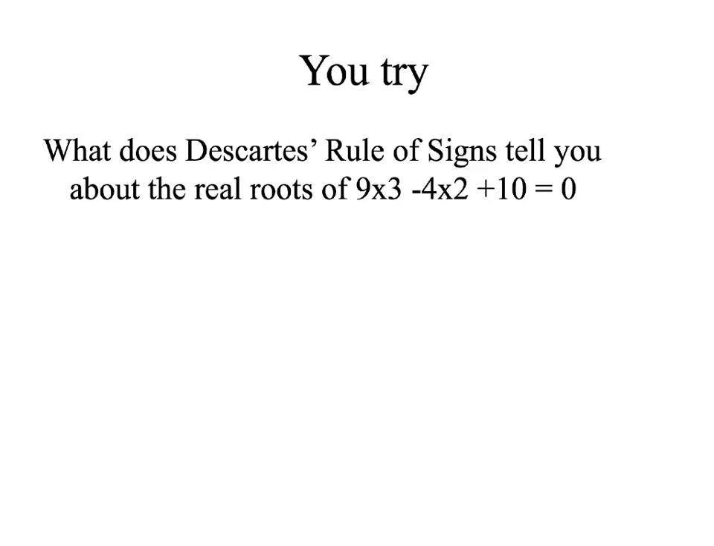So the next problem is your U-try. What does Descartes' rule of signs tell you about the real roots of 9x to the 3rd minus 4x squared plus 10 equals 0?